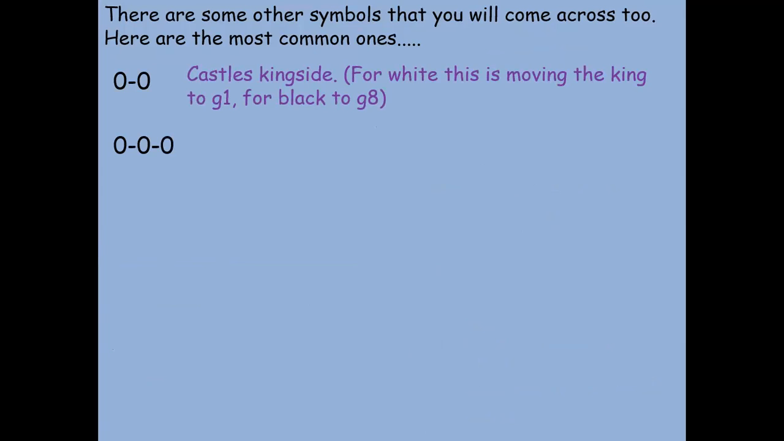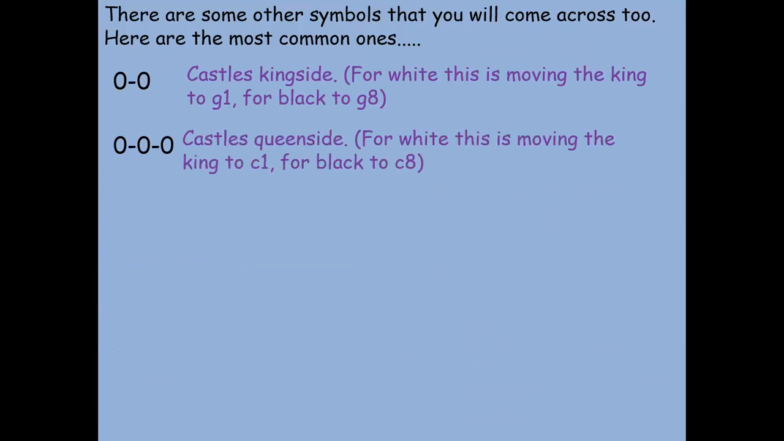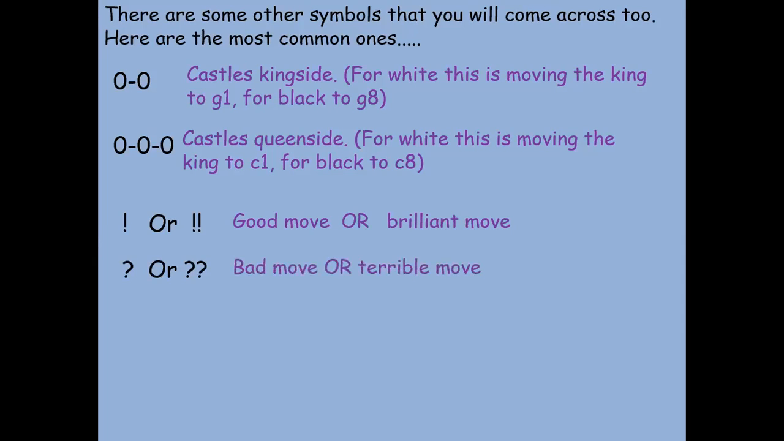And 3 zeros is telling us that it's castle's queen side. So that's where the white king is going from e1 to c1 and the black king from e8 to c8. Exclamation mark or 2 exclamation marks is telling us that it's a good move or a brilliant move. Question mark or 2 question marks means it's probably a mistake or a blunder. Depending on the number of question marks and exclamation marks will tell you how good or bad the move is.